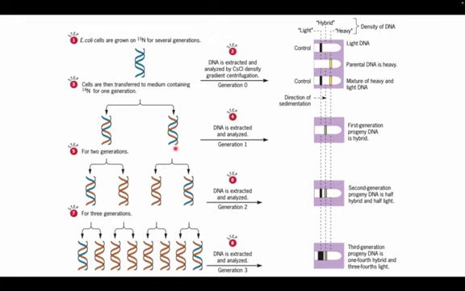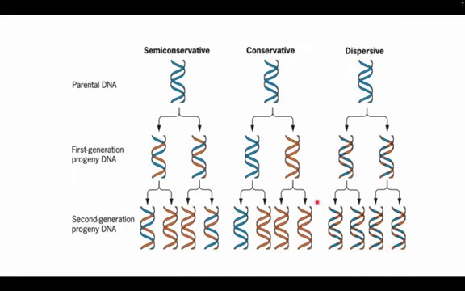So to now differentiate between these two models, we grow the cells for another generation and then extract the DNA. And then we see that while we're still getting the hybrid band, we're also getting a light band, meaning there is some DNA which is completely 14N, completely newly synthesized. Okay. If we were to look at dispersive DNA replication, then all of the newly formed DNA would be a mixture of 15N and 14N labeled molecules, right? So we would not be able to ever get a completely 14N labeled DNA.